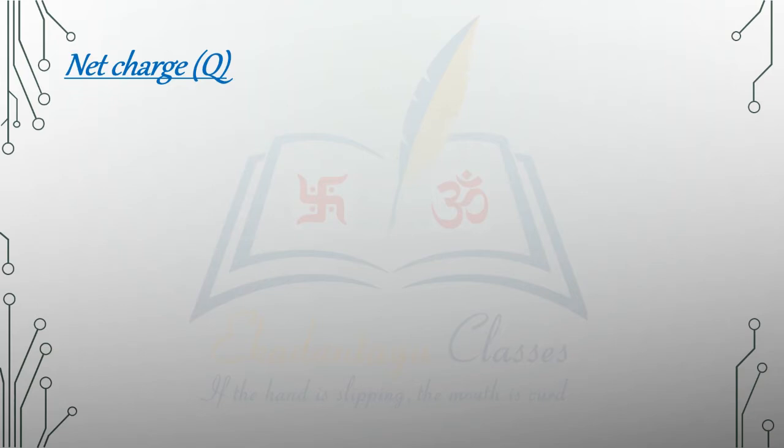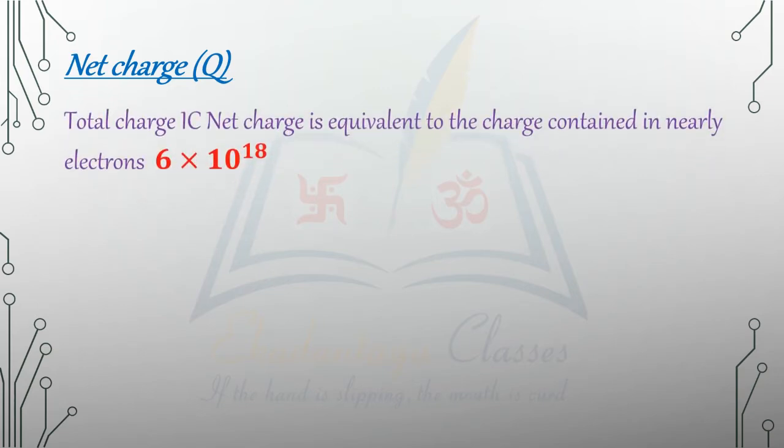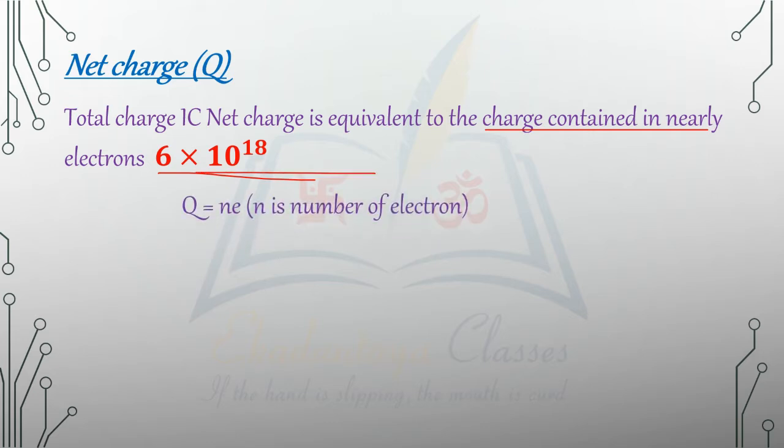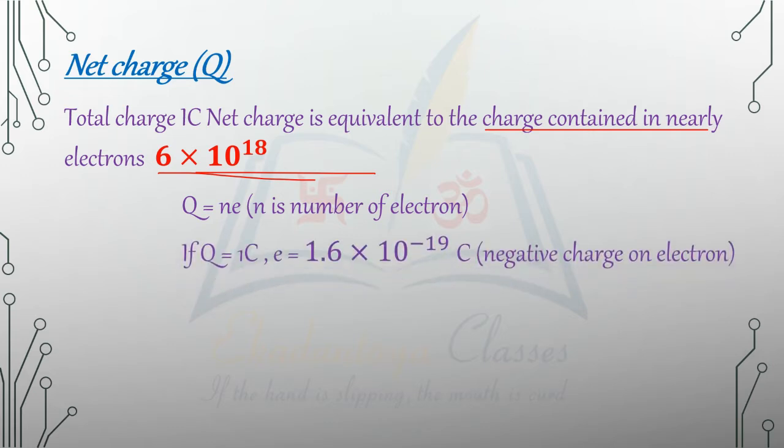Net charge. A total charge of 1 coulomb net charge is equivalent to the charge containing nearly 6 into 10 raised to 18 electrons. How do we solve this? This is a formula. Q is equal to ne, where n is the number of electrons and e is equal to 1.6 into 10 raised to minus 19 coulomb, which is the negative charge of an electron. Q is equal to 1 coulomb.